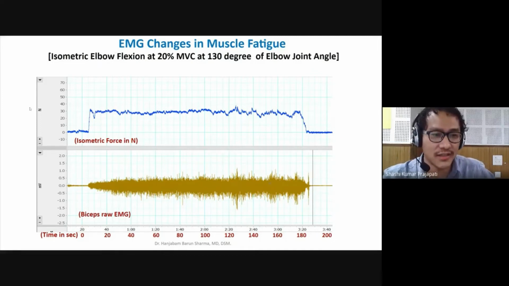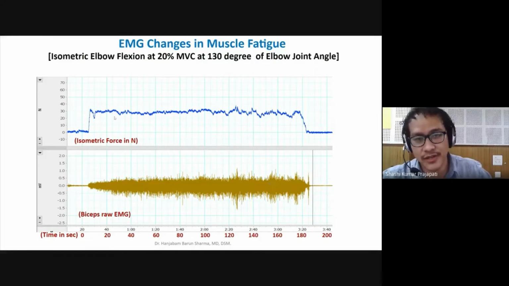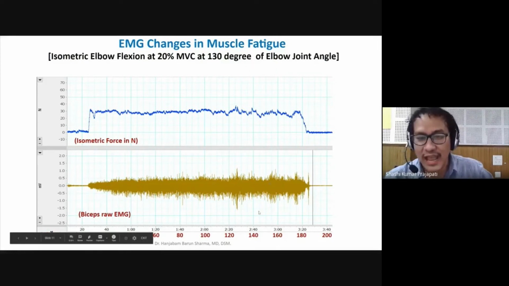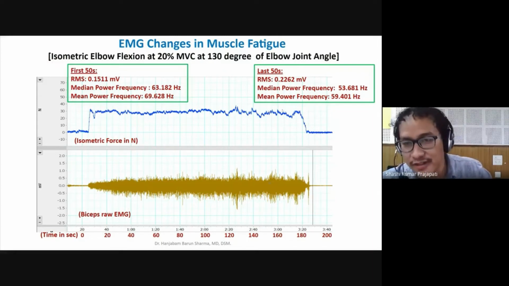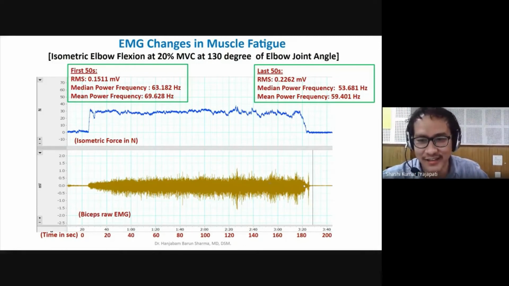So this is a single data here. Here you can see this is isometric force in Newton, and the person is holding at 20% of MBC at 130° of elbow flexion. So the person is holding at 20% of MBC, and the angle of the elbow is 130°. And here this is the raw EMG of the bicep. In order to do the fatigue analysis, you can select the first 50 seconds or middle 50 seconds or the last 50 seconds, and you can compare the first and last, because at the last fatigue will be there. Visually we are able to see the increase in activity when fatigue is arising.